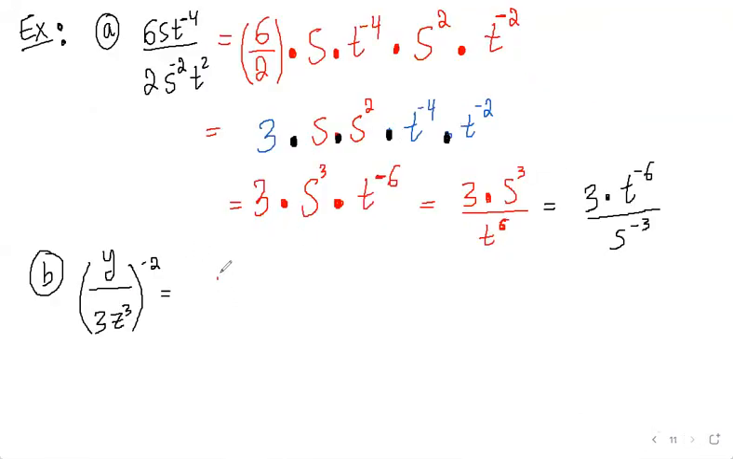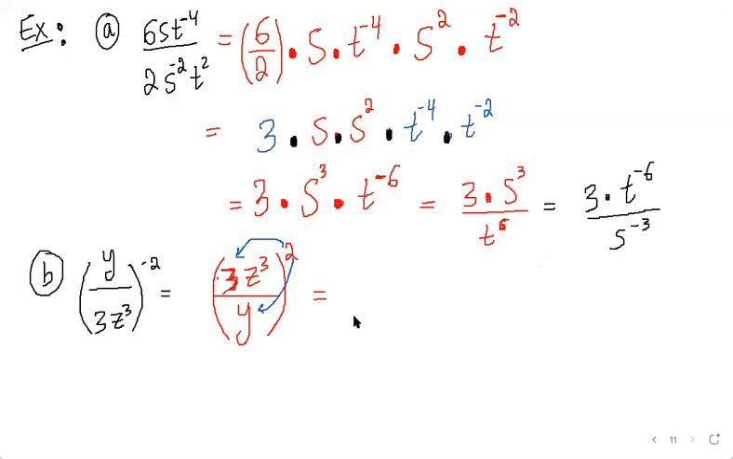So what do I get? You got 3z to the power 3 over y, and then everything to the power 2, positive 2. So now we distribute the 2 inside the parentheses, for the numerator and for the denominator.